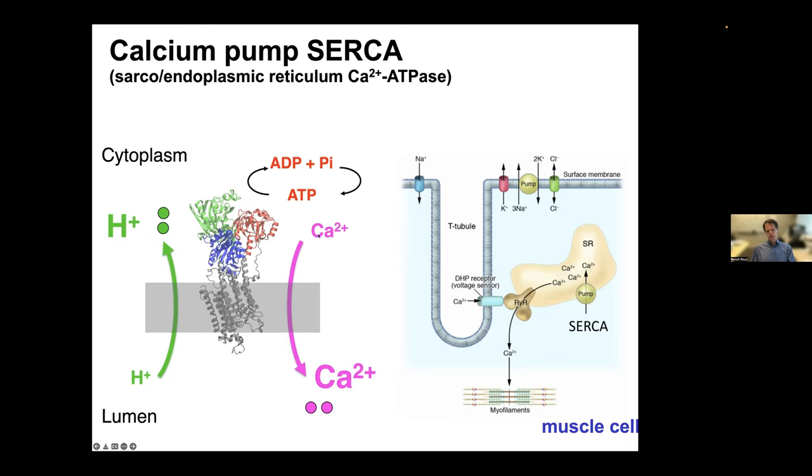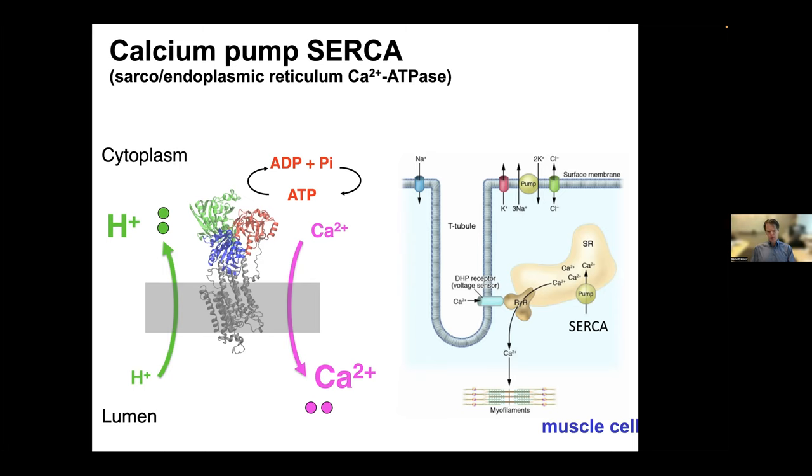During the pump cycle, you pump two calcium inside and you pump two protons outside. So it is electrogenic, because this is a plus four movement of charge, and this is a plus two. And the pump pumps calcium inside the endoplasmic reticulum, which has a high concentration of calcium, ready to release through the ryanodine receptor onto the myosin microfilament for muscle contraction. So it's very important to have a high concentration of calcium to do that.